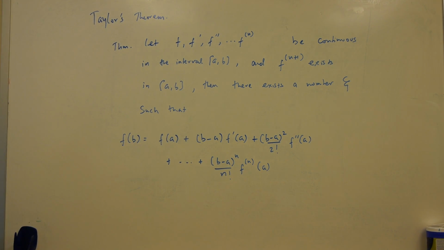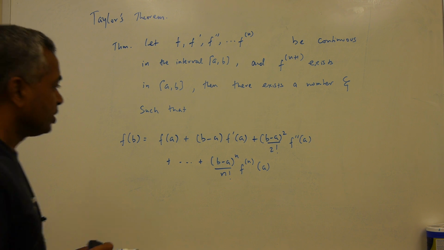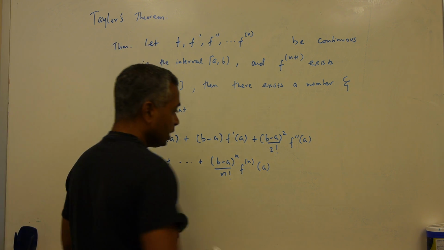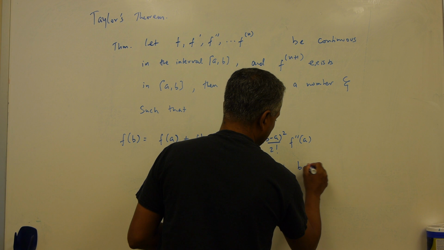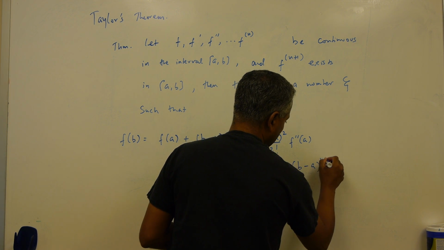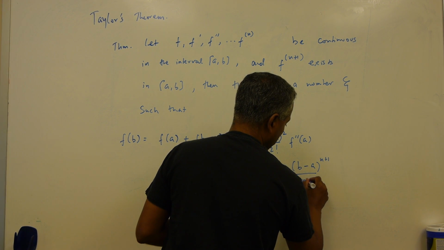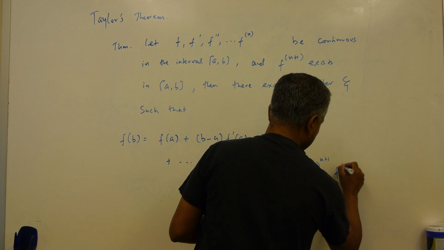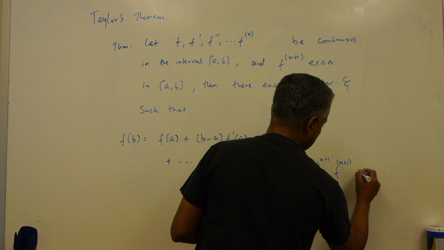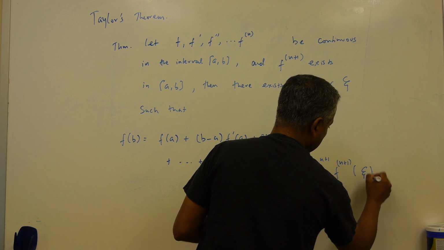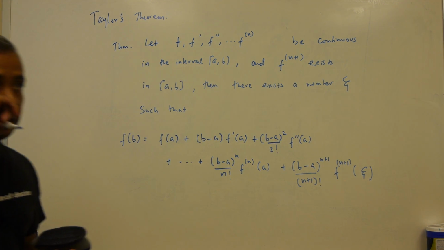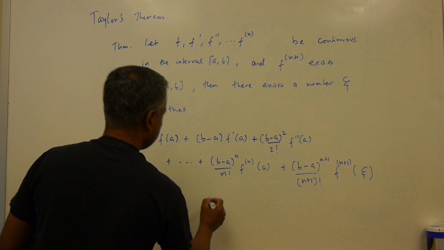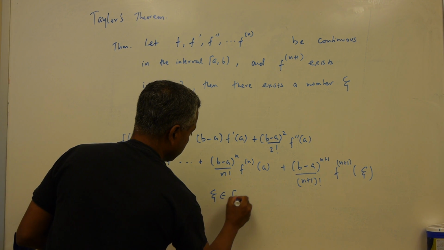Okay, and then there's an error term after this. You may or may not have seen this error term before in your classes. This is simply b minus a to the power of n plus 1 divided by n plus 1 factorial, and this is f, the n plus first derivative computed at some point eta, okay, where this point eta belongs to the interval a and b.